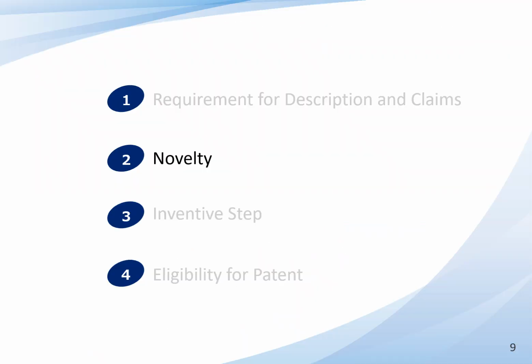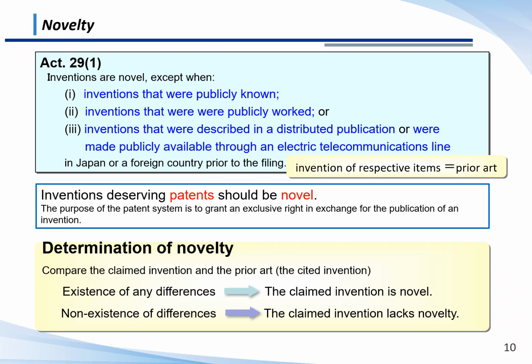In Chapter 2, we will look at Novelty. According to Article 29 of the Patent Act, a person that creates an invention with industrial applicability may obtain a patent for that invention, unless the invention is as follows. 1. Inventions that were publicly known in Japan or a foreign country prior to the filing. 2. Inventions that were publicly worked in Japan or a foreign country prior to the filing. Or 3. Inventions that were described in a distributed publication or were made publicly available through an electric telecommunications line in Japan or a foreign country prior to the filing.